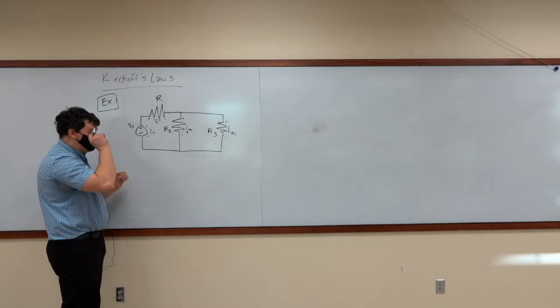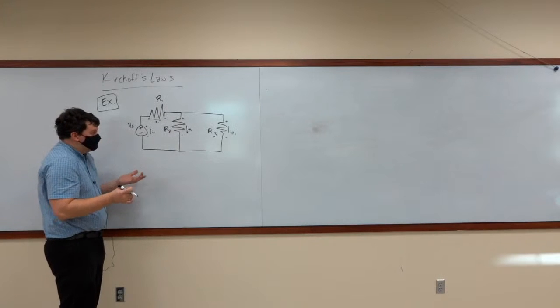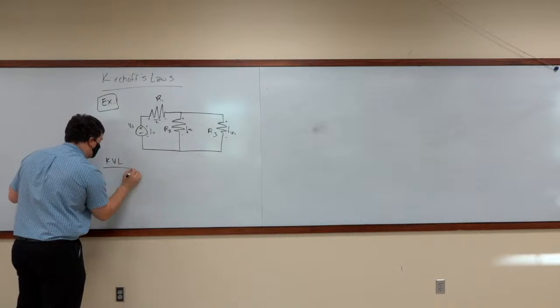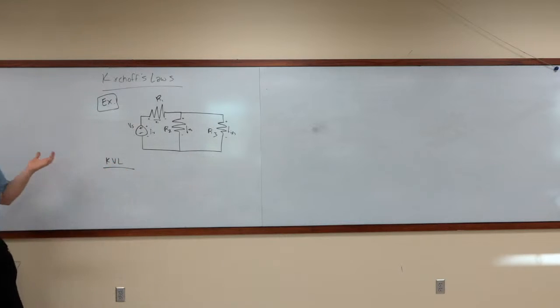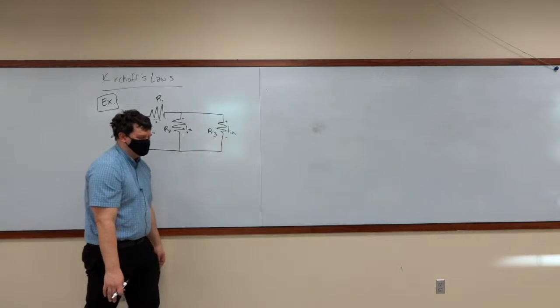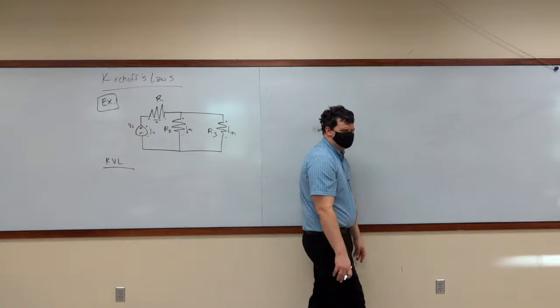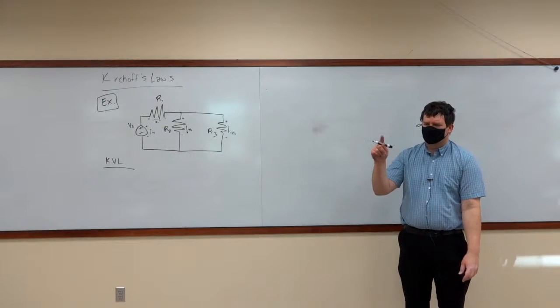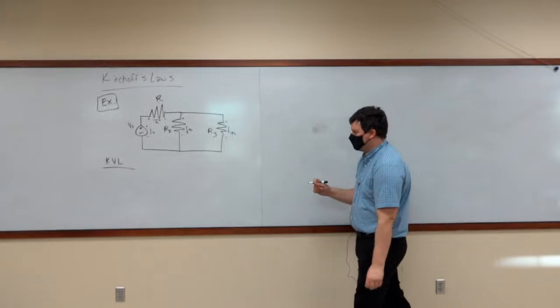Now, what we'll also do here is we'll start with identifying KVL first. When we do KVL, what we have to do is figure out what loops are present. What is a loop? It's a completely closed circuit. A totally closed path.